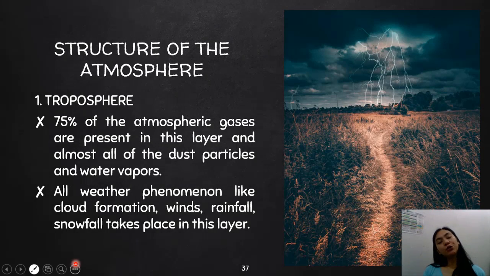Another thing that you have to know about your troposphere region, 75% of the atmospheric gases are present in this layer, and almost all of the dust particles and water vapor. All weather phenomenon like your cloud formation, winds, rainfall, snowfall takes place in this layer. So dito po sa troposphere region natin, dito nangyayari yung mga weather phenomenon. Pag umakyat ka na sa troposphere region, wala na pong weather occurrences na nangyayari doon.